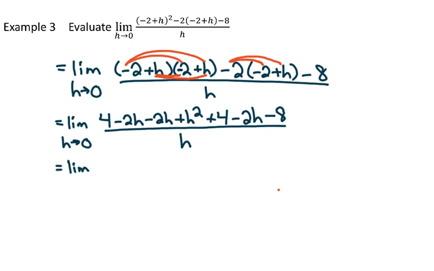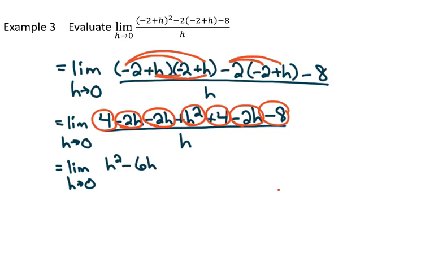Taking a look, by expanding this out, we've actually created the potentiality for some like terms. I like going exponents highest to lowest, so I'm going to deal with it that way. We have h squared, nothing like with it, so it can just be there. We have minus 2h, minus 2h, minus 2h. Combining those gives us minus 6h. And we have 4 plus 4 minus 8, which works out to 0. And this is still over h.